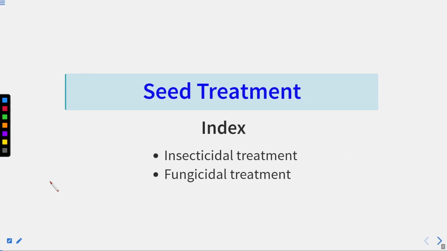So in this session we are going to study about insecticidal treatment and fungicidal treatment, right? These are two very important seed treatments. This is used to stop insect infection of the crop plants, and also at the time of seed storage. And the same for the fungicidal treatment.